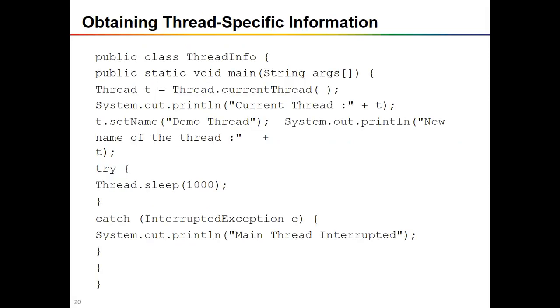This is an example program for obtaining thread specific information. A new thread is created, and through that particular thread, we are calling the currentThread method. So we will be getting information about the current thread, and that is available in t. Then afterwards, we are calling the setName method with respect to the thread object t. So the name of the thread will become demo thread. When you print the name of the thread, you'll get demo thread as the answer.